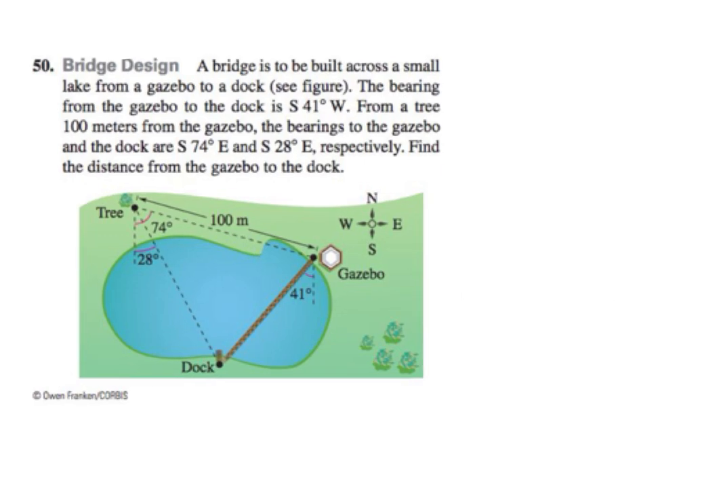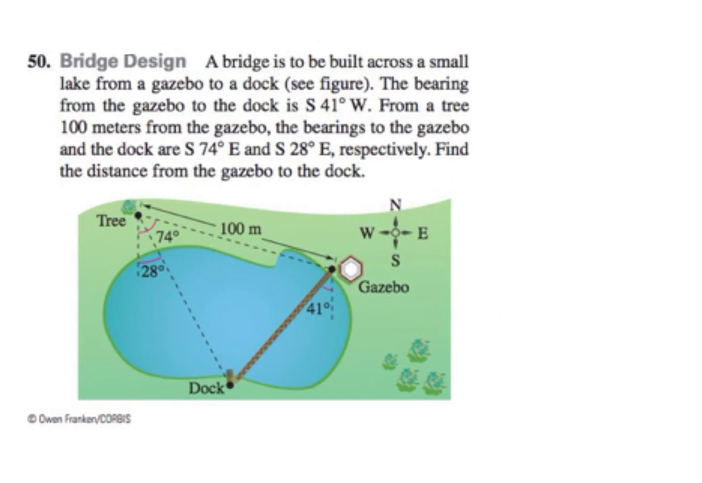Number 50 gives you the picture and it's got bearings, okay? It actually already had the bearings drawn on there, but I would say make sure you understand how to get like from the gazebo to the dock. So gazebo to the dock was south 41 degrees west, which is why that's there. From a tree 100 meters from the gazebo, there's that measurement. The bearings from the gazebo to the dock. No, I just did that one. Sorry. From the, oh no, gazebo.